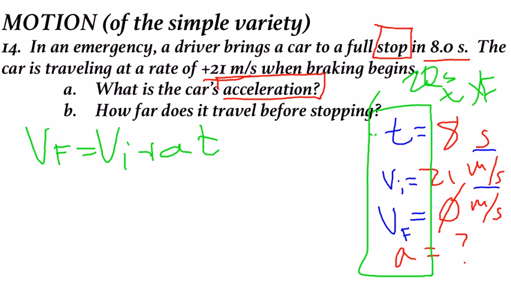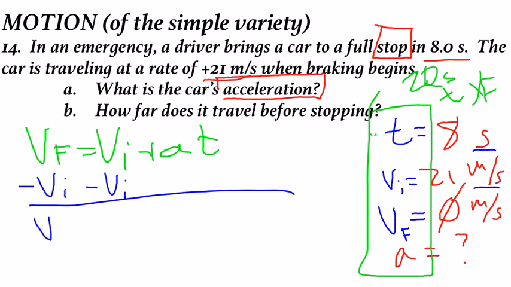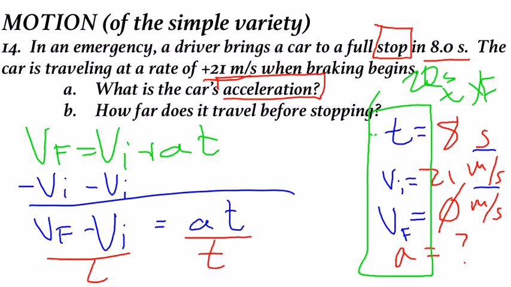All right, I have to solve for acceleration, so I'm going to do my algebra. Subtract vi from both sides. Yoink, vf minus vi is equal to at. All right, now I need to get t over. Divide both sides by t. Yoink, yoink, it goes away. Alakazam, there it is. Woohoo!